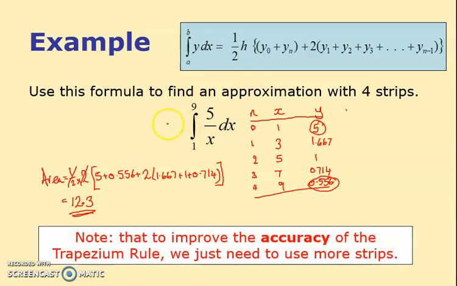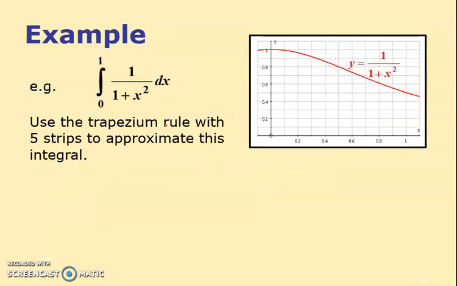Notice if you want a more accurate version of this trapezium rule, you just need more strips. The more strips, the more accurate. The fewer strips, the less accurate, as a general rule.